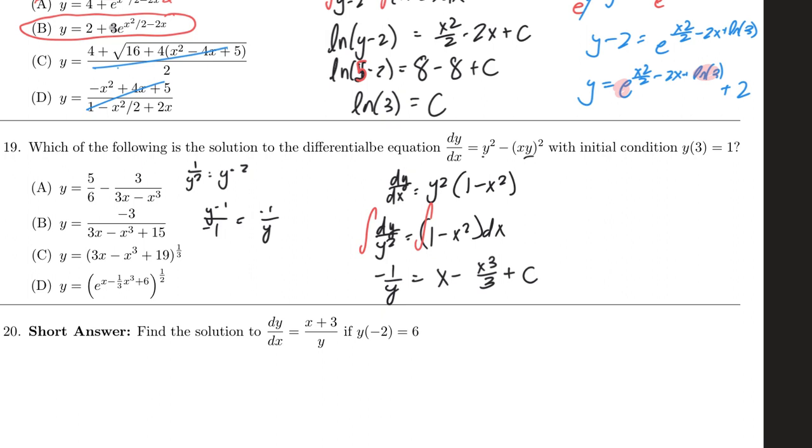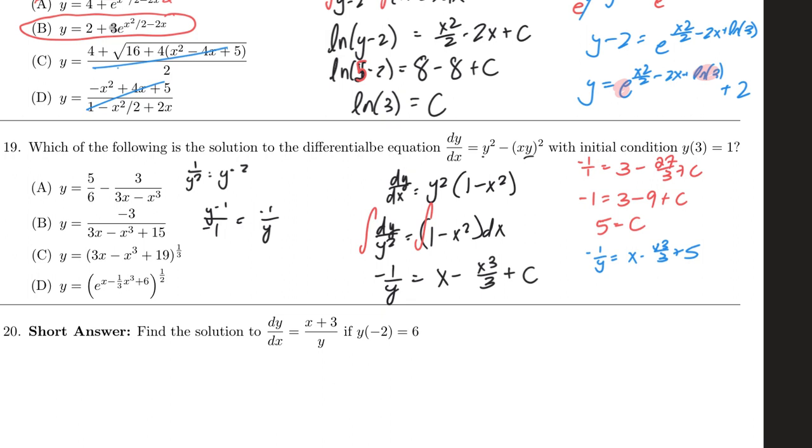We know when we plug in 3, we get 1. So negative 1 over 1 equals 3 minus 27 over 3 plus c. Subtract 3. Let's see, that's 3 minus 9 is negative 6. So we're adding 6 to both sides to get 5 equals c. So that gives us negative 1 over y equals x minus x cubed over 3 plus 5.